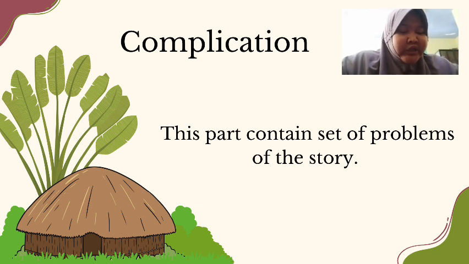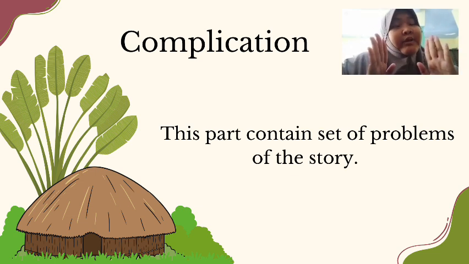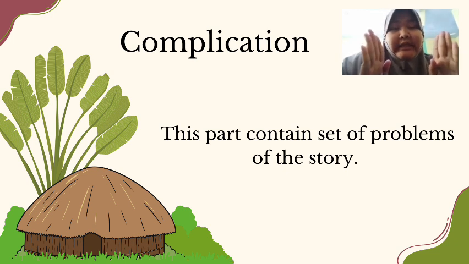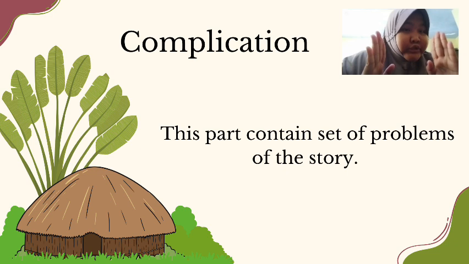The next one is the complication. The complication is when the set of problems happens in this story. For example, when character A has a problem with character B, that is an example of the complication part.